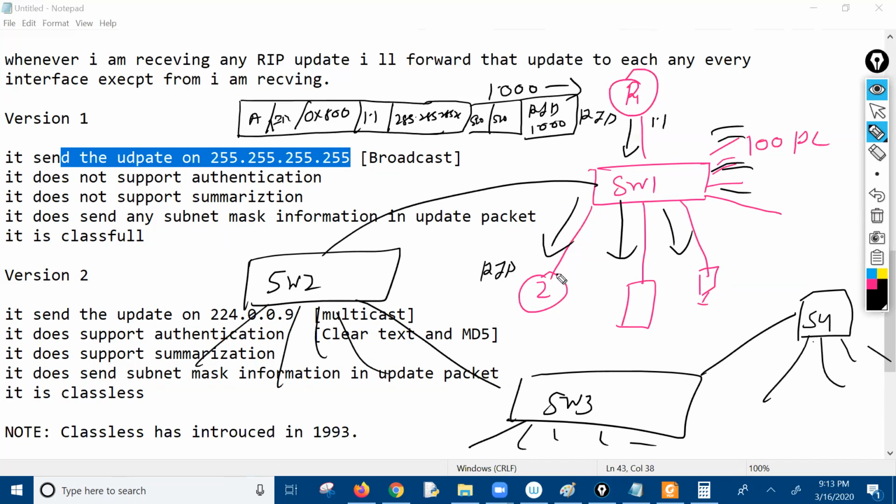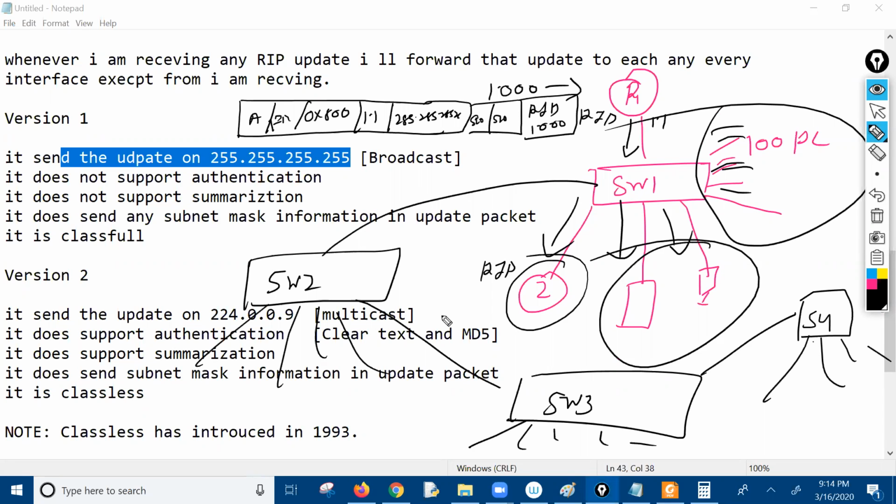This update was only for which guy? R2. Who is receiving this update? Each and every interface is receiving this update. So what is the problem here? You get a total wastage of the bandwidth of the link. Is there any guy over there that has RIP? No. Why should I send this update to this guy, and this guy, and this guy? Why should they even entertain this packet? So this is the problem of broadcast.